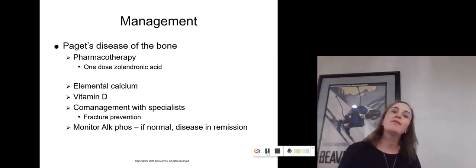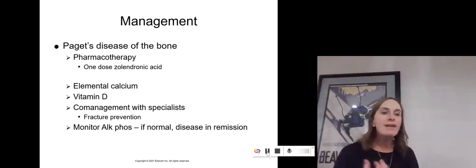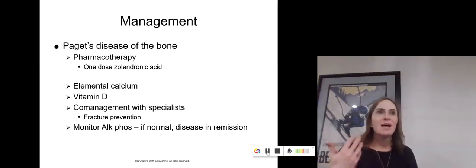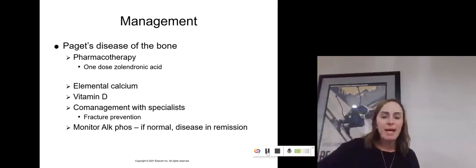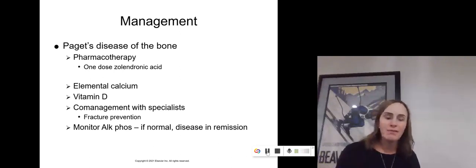I like to treat areas. Now, if I had somebody with Pagets of the jaw and it wasn't bothering them, the jaw isn't an area that's susceptible to fracture. Whereas if they've got Pagets of the hip, I'm definitely more likely to treat that because that's going to be weak bone. They could fall on their hip and easily fracture. So I would give them zoledronic acid.